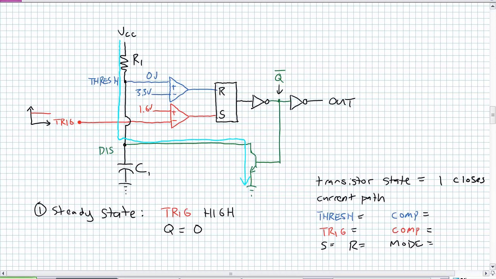So what is the output of the blue comparator? Well, the plus is at a 0, the minus is at 3.3. That doesn't make sense, so that's a 0, logical 0. Our trigger input, it was a 5. It's a constant logical high right now.